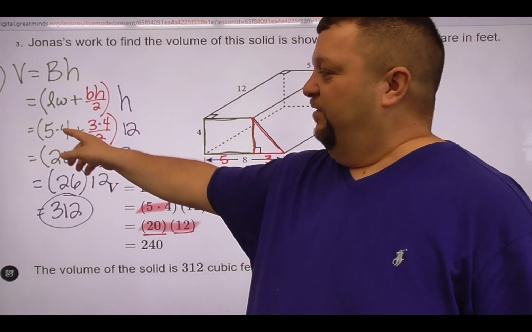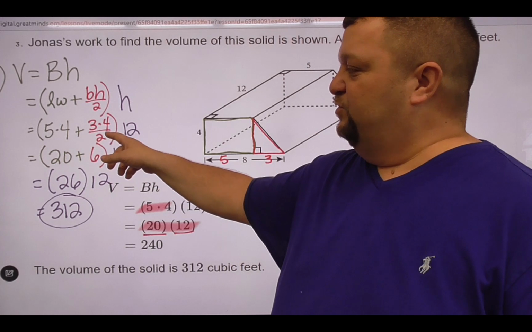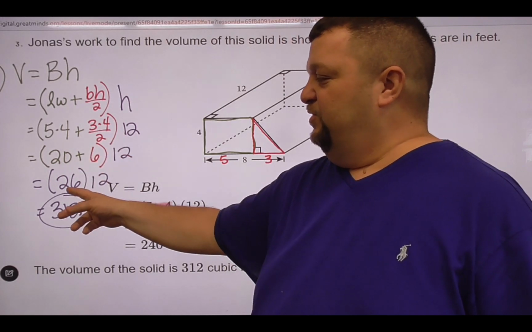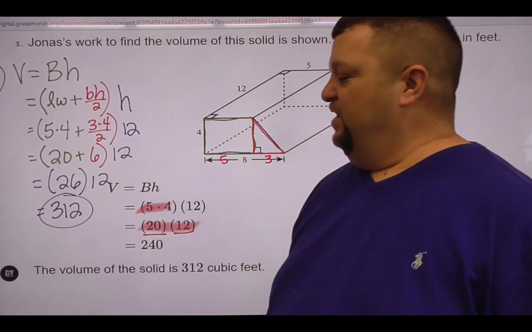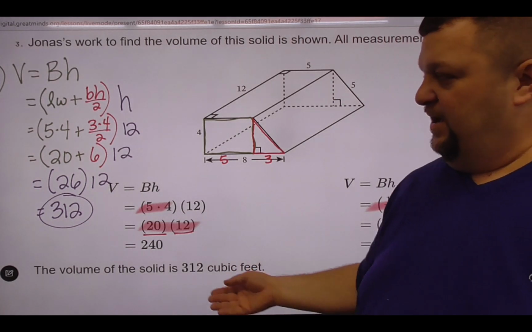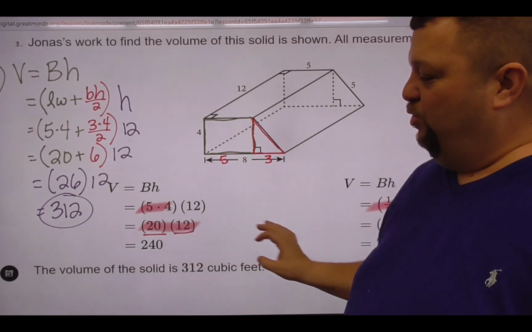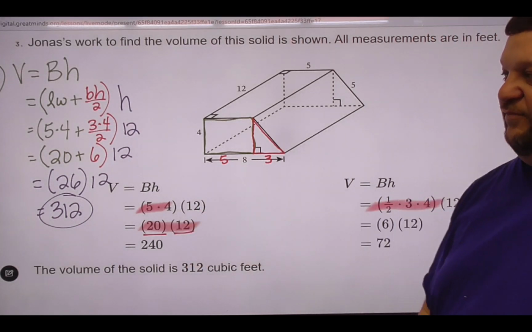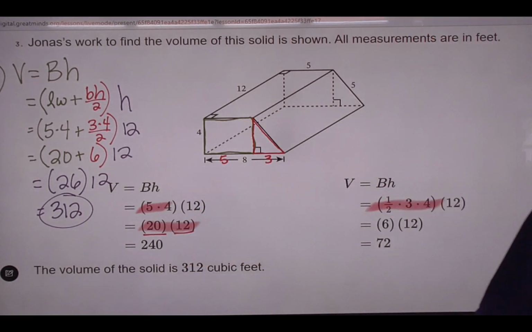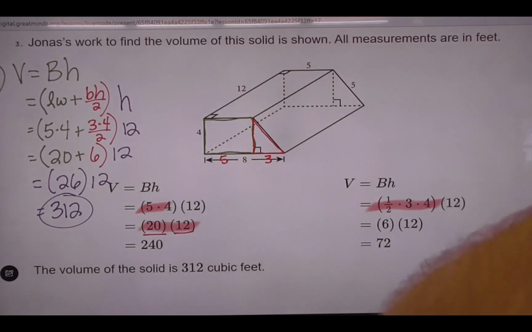So then we did the work. 5 times 4 is 20. 3 times 4 is 12, divided by 2 is 6. Add those two together, which gives you 26, times 12, which is 312, the same answer. So it's slightly less work. They said this is more work, but it really is only multiplying times 12 one extra time. So you can go ahead and do 4, 5, and 6.